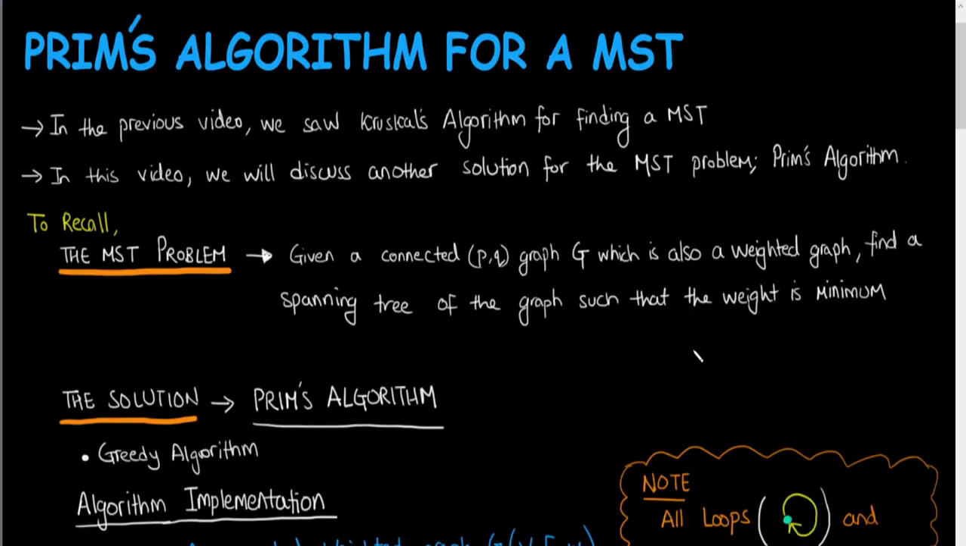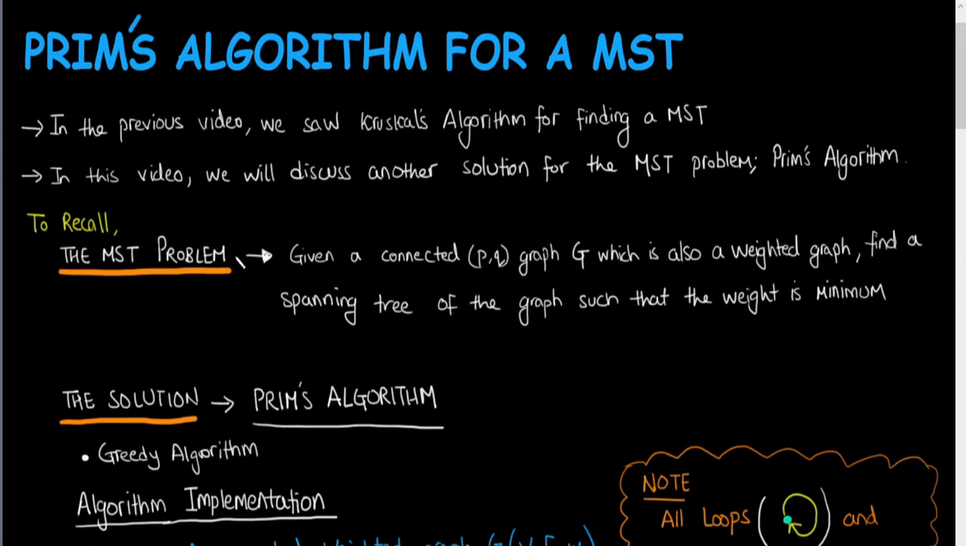Hello guys, welcome to a new video in this video series on graphs and networks. Today we'll be discussing Prim's algorithm for a minimum spanning tree. In the previous video we discussed Kruskal's algorithm for finding a minimum spanning tree, and in this video we'll discuss another solution for the same minimum spanning tree problem, and that's called Prim's algorithm.